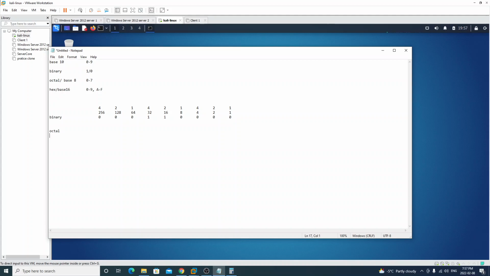of 55, and we want to know what the octal was for that, then what we would do is we would start off on the right. So we'll start off on the right.